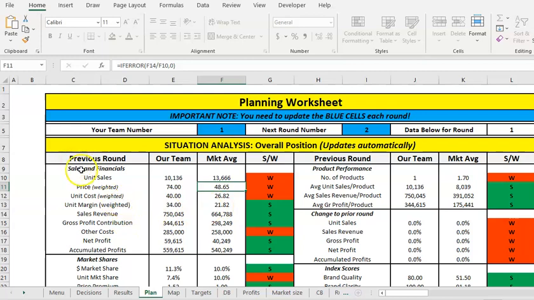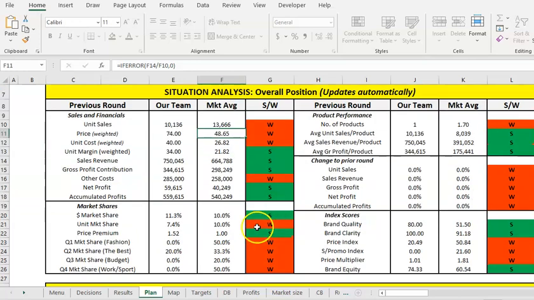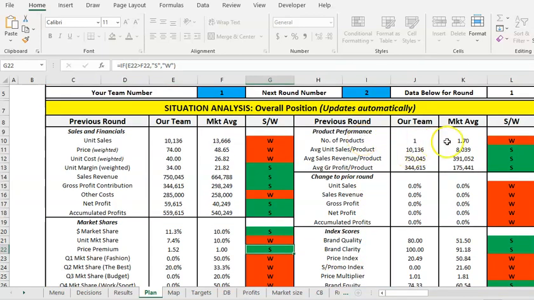So I've got a whole bunch of metrics here where we produce this. So sales and financials, how we're travelling. So we've got a few concerns. Market shares, obviously we're not doing well on market share anywhere, but we've got a price premium. We've got how many products we have. Most teams have close to 2. We're not doing well on sales in terms of overall, but in terms of sales per product, we're doing well because we've only got 1 product.